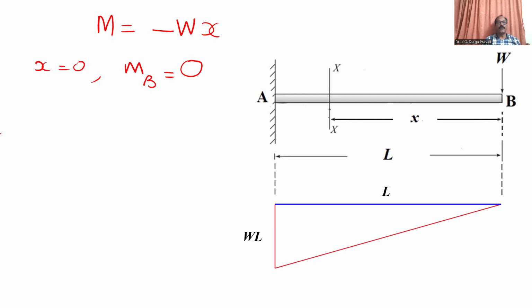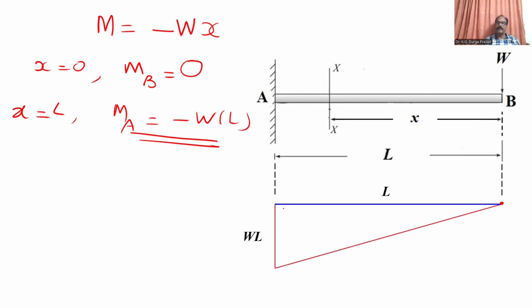Now I want to find the bending moment at the fixed end, that is A. How much value can I put for x here? Here x will be equal to L. Put x equal to L, you get MA. So what value are you getting? Minus W into L. Minus WL is the bending moment at point A. What is the bending moment at point B? 0. So you can mark the points here.